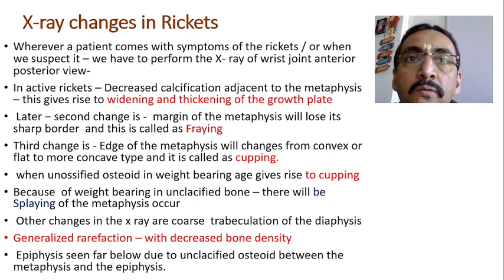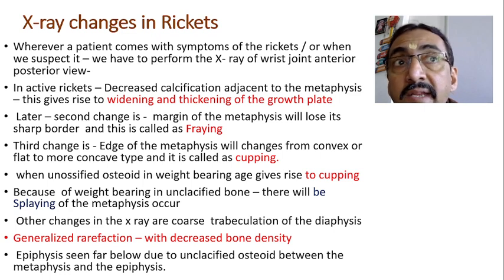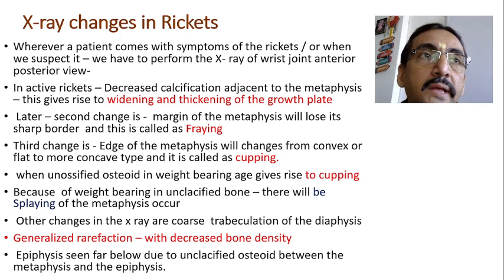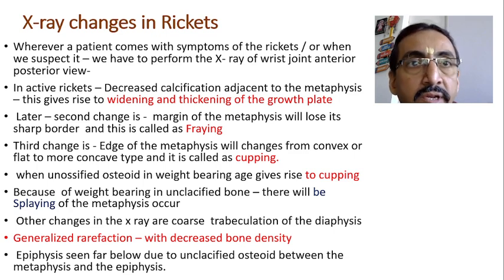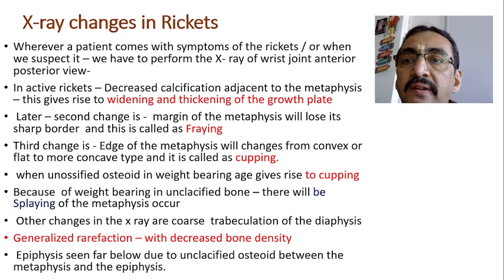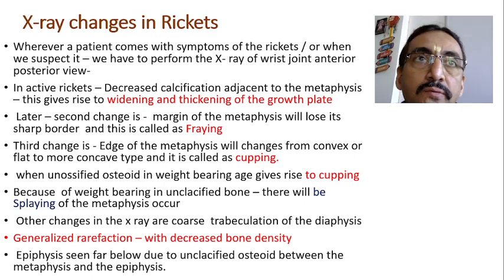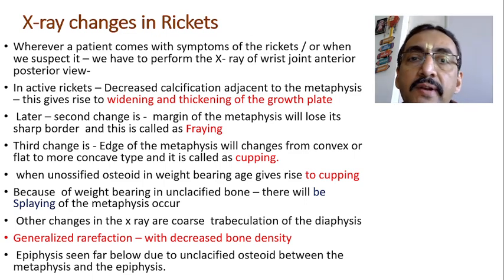Okay. So therefore any changes that have happened because of rickets will first be appreciated in the upper limb, especially in the wrist joint area, because including the playing time, the child involves the wrist joint maximally for all the activities like crawling, then crouching, then sitting with support, etc. So therefore we will always go for wrist joint X-ray.